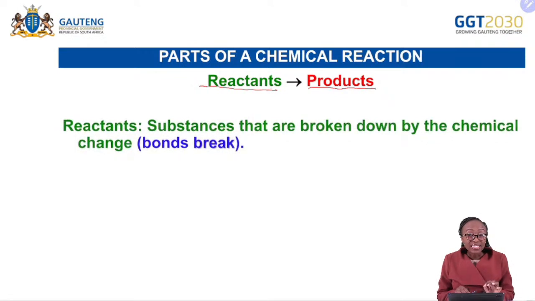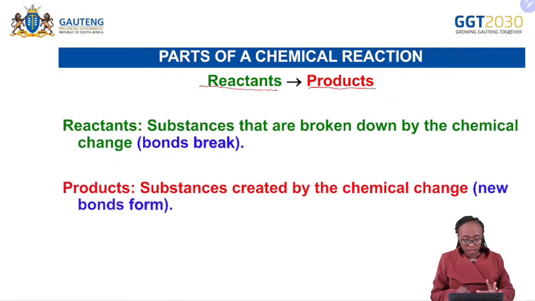Reactants are substances that are broken down by a chemical change. The bonds break. Remember in our baseline assessment when we were talking about a bond that has broken, what happens to the atoms? During a chemical reaction, the reactants' bonds break. The force that is holding the atoms in the reactants breaks. So what about products? Products are new substances, substances created by the chemical change. So here we have new bonds forming.